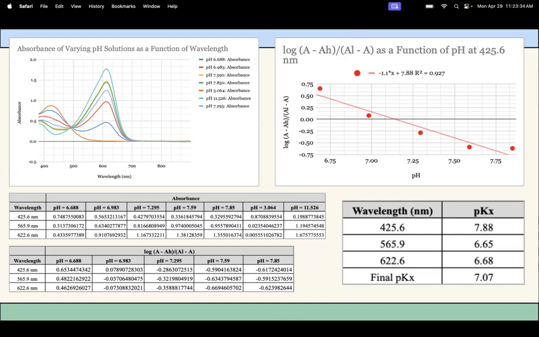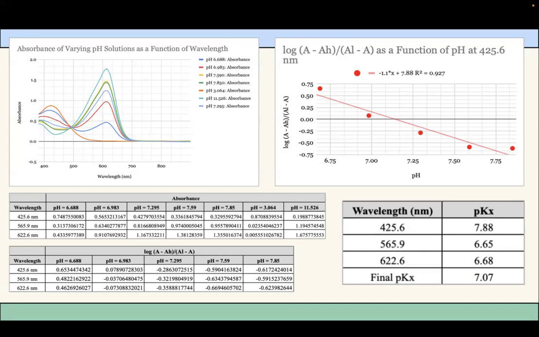As you can see, the bottom table is the calculation of the log of the absorbance value at that wavelength minus the absorbance value of the high pH solution, over the absorbance value of the low pH solution minus the absorbance at that wavelength. By using this chart and data, we were able to make the top right graph, which is, again, that equation as a function of pH at 425.6 nanometers. We also did this for the other 2 wavelengths of 565.9 nanometers and 622.6 nanometers.